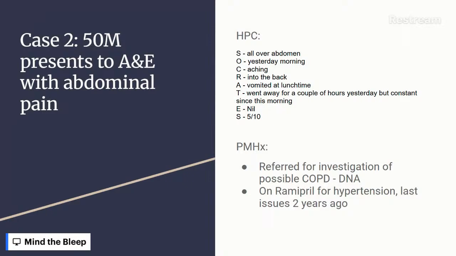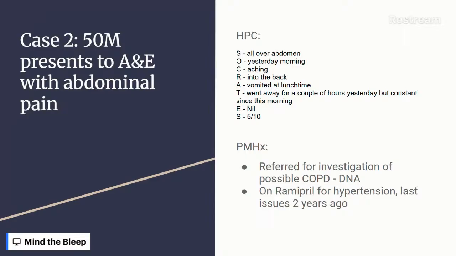So moving on then. If we take a case of a 50-year-old male who presents to A&E with abdominal pain, you take a brief history of his pain, quick SOCRATES. He tells you that it's all over his abdomen. It started yesterday morning. He describes it as an ache, and he says that it radiates into the back. He vomited at lunchtime, and in terms of timing, it went away for a couple of hours yesterday but has been constant since this morning. He describes the severity as 5 out of 10.